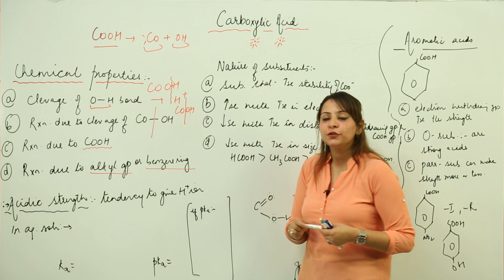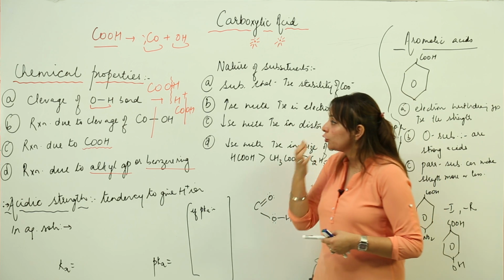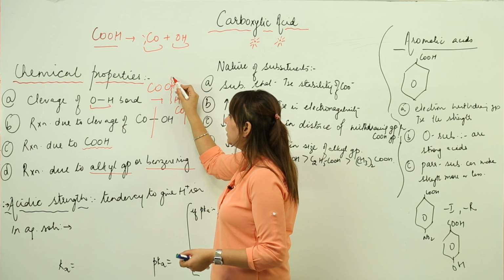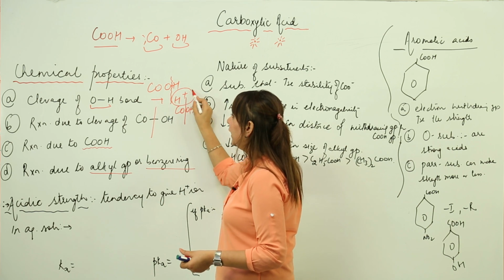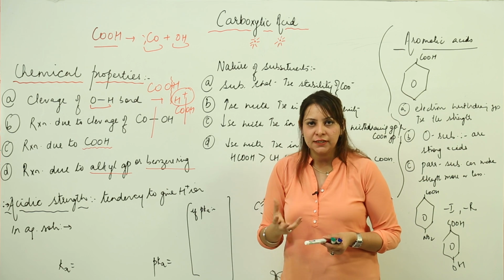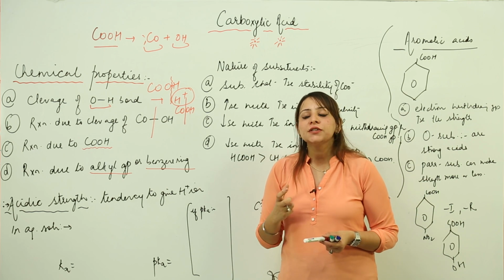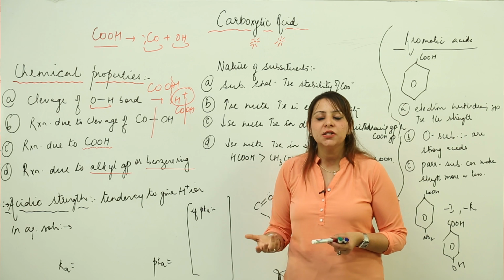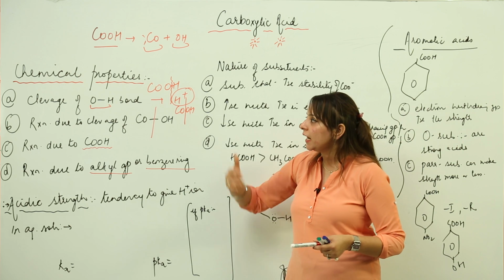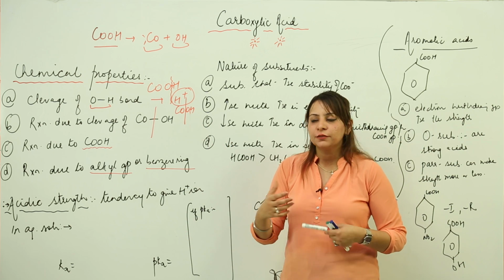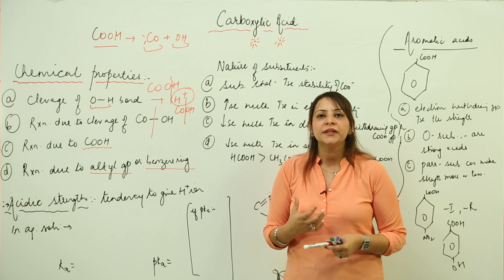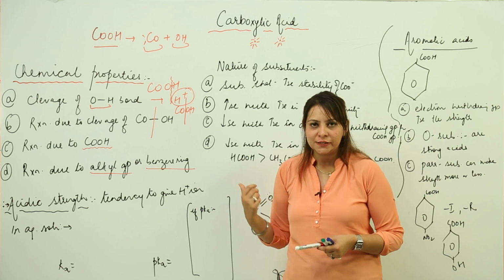So let's start with the first type, that is the cleavage of the OH bond. As I told you, in this case the bond is going to cleave in this way and liberate hydrogen ion. That suggests it has an acidic character, because whenever hydrogen ion is released, the substance is regarded as an acid. Before starting with the reactions involved, I want you to know the acidic strength of the carboxylic acid group.